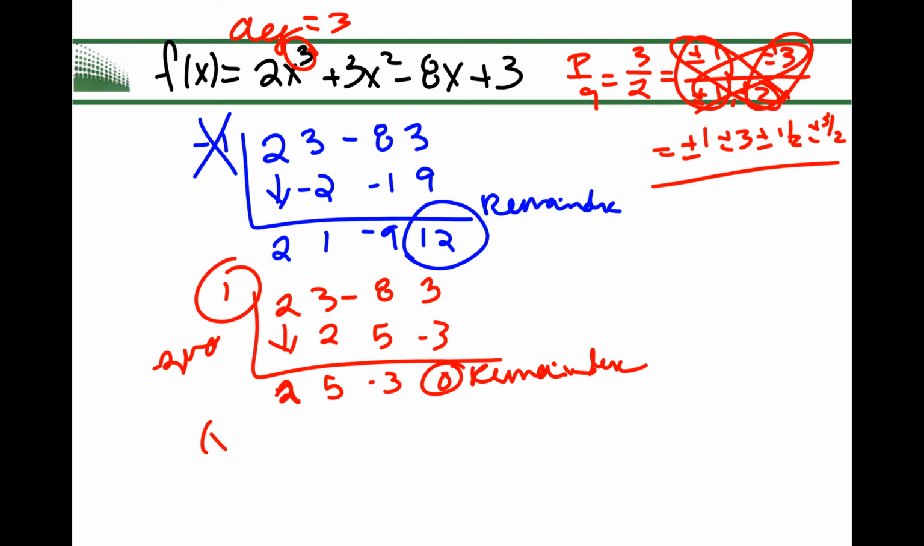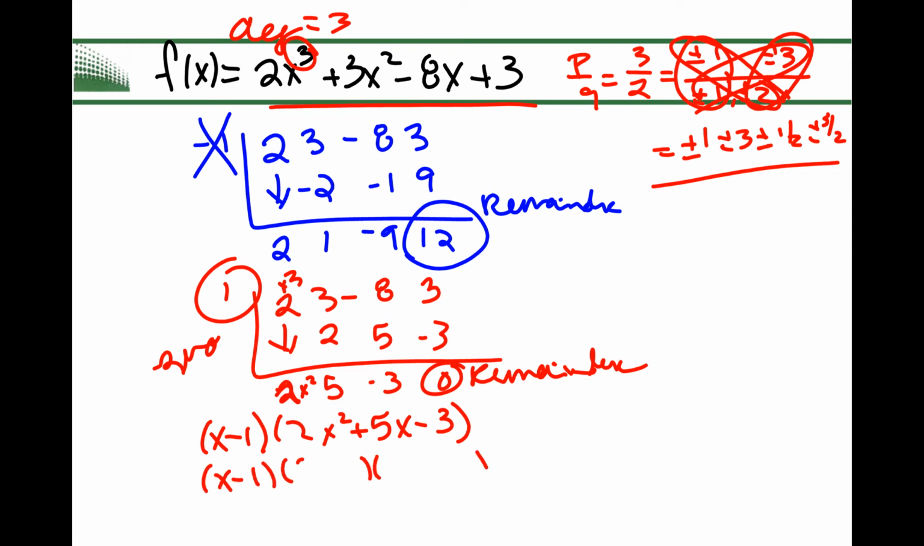So I could say x minus 1, and then this is a 3rd degree, so that means this is a squared, times 2x squared plus 5x minus 3. That thing right there is equal to what we started with. Now I got to keep breaking it down some more. Now you can do your rational zero test and work it with that quadratic, but since we know how to work with quadratics, or we should, I'm just going to go ahead and factor this.